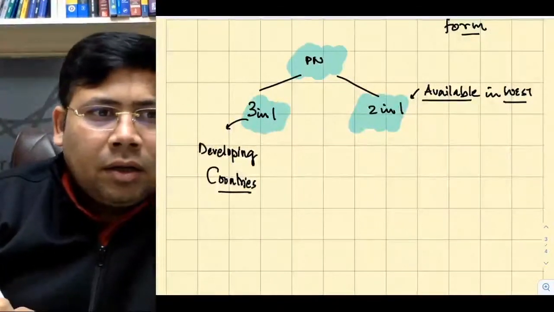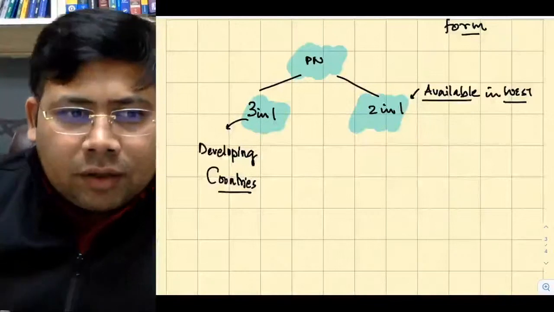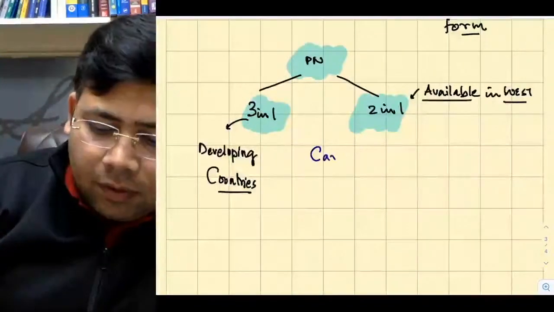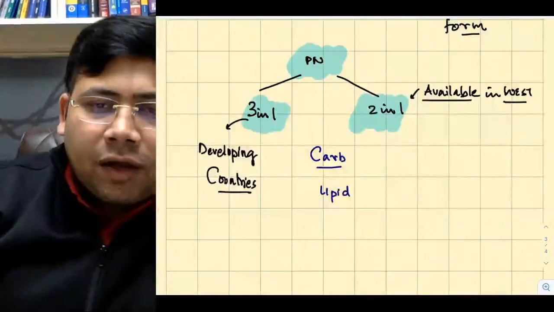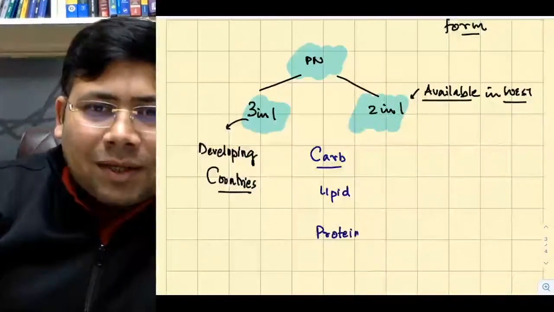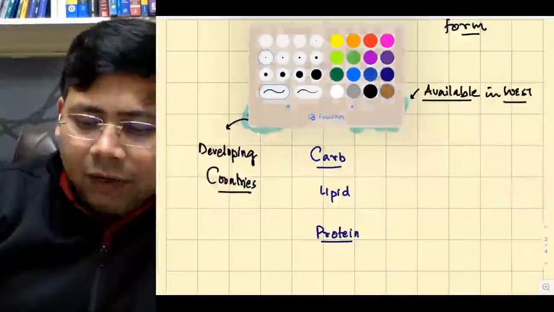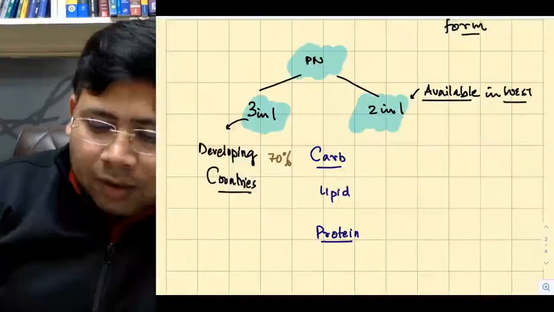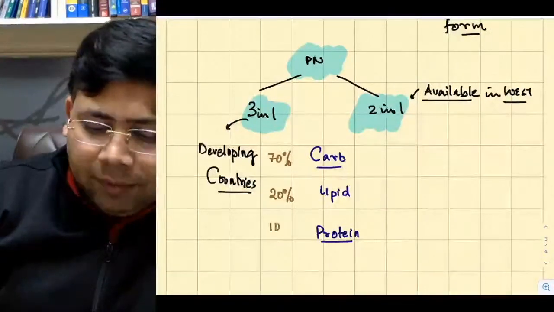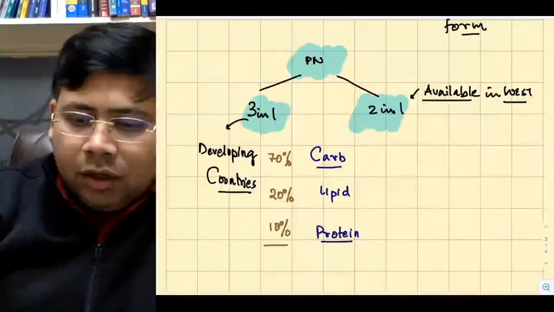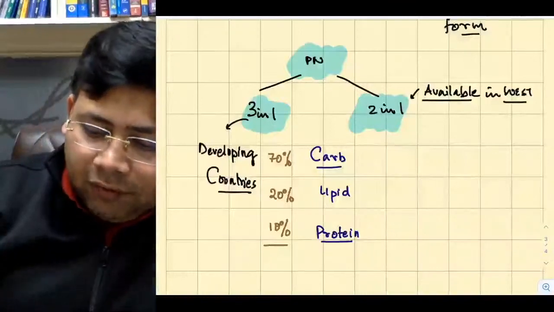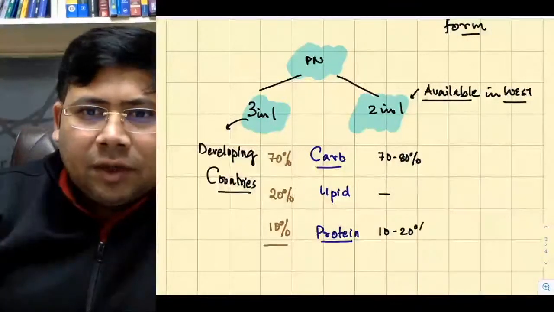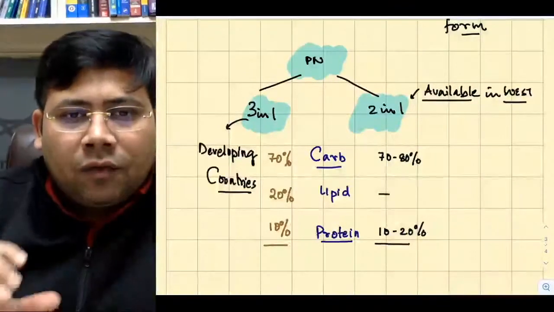So we have 3-in-1 versus 2-in-1. What is the difference between them? We have carbs, we have lipids, and we have proteins. These are the three basic elements. Try to understand the volume-based composition. In 3-in-1, 70% of the volume is carb, 20% of the volume is lipid, and 10% of the volume is protein. If you talk about 2-in-1, we don't have lipids; we have carb, 70 to 80% of it is carb, and 10 to 20% of it is lipids. So this is how we define 2-in-1 and 3-in-1.